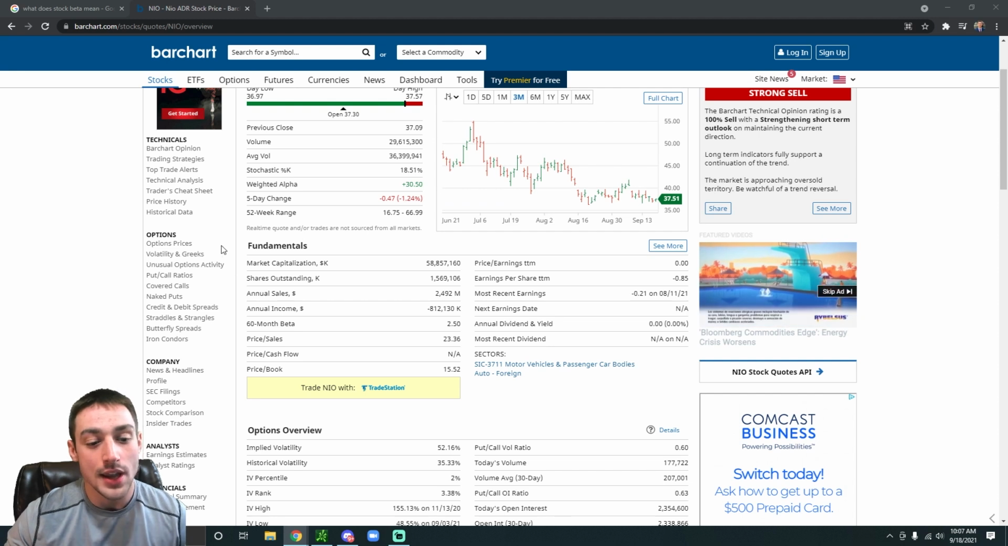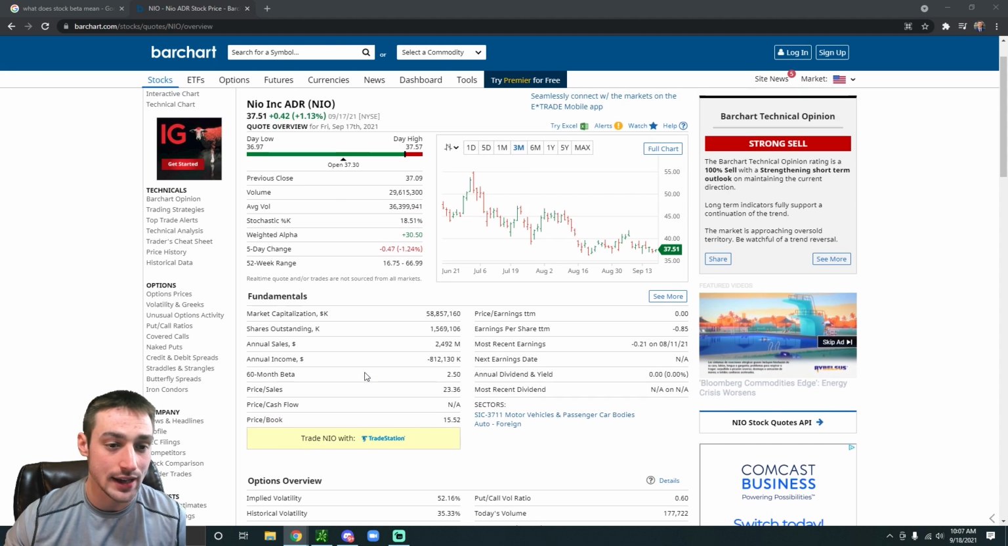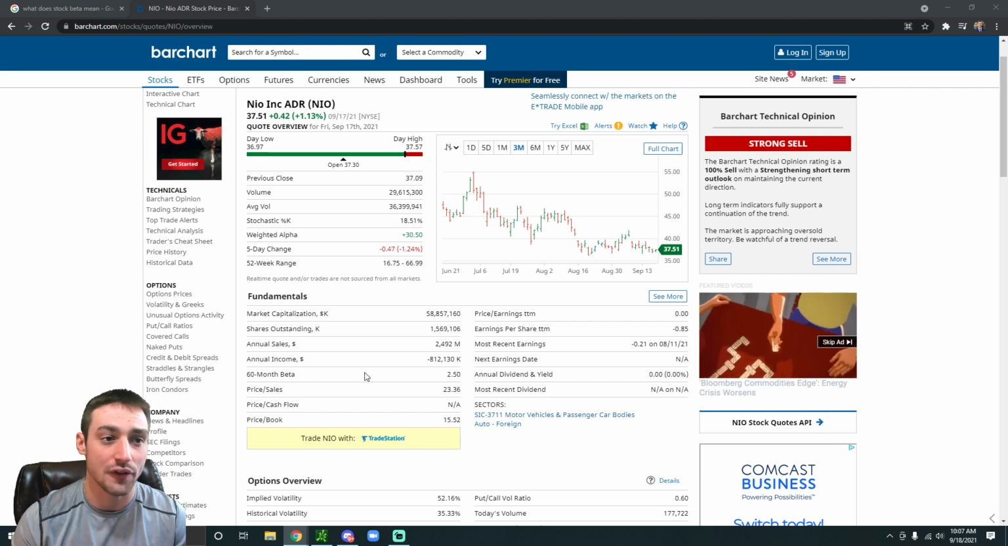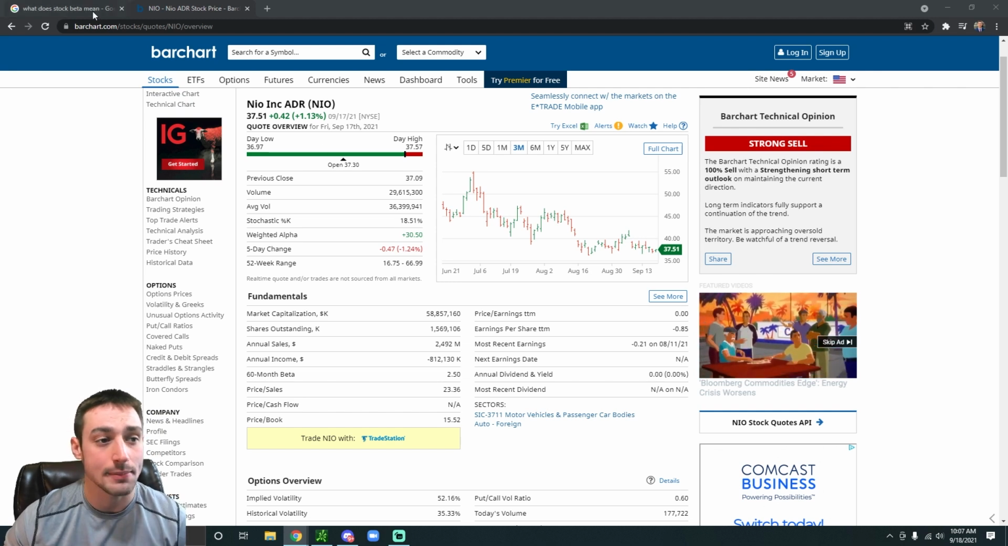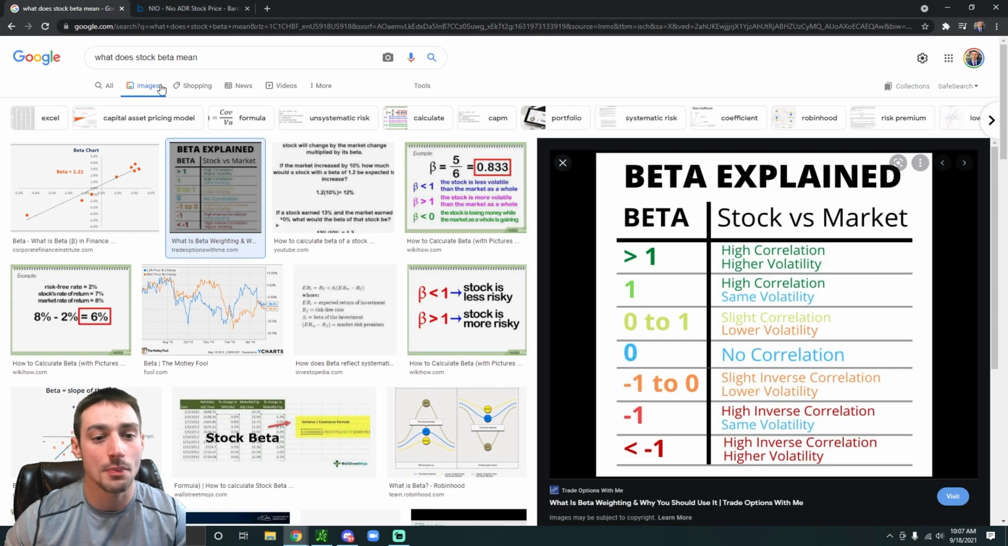So the metric we're going to be looking at today is called beta. Beta is used when analyzing stocks. You can find this value on Thinkorswim, Finviz, and a bunch of different financial sites. I really like to use barchart.com for this. Basically, beta shows you how volatile your stock is relative to the market itself. A lot of the time the market is considered the S&P 500.